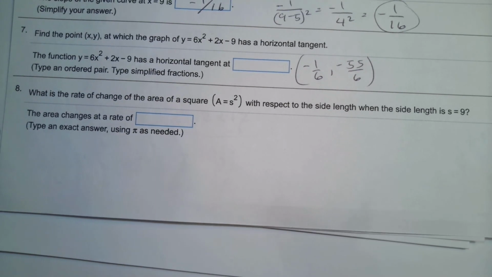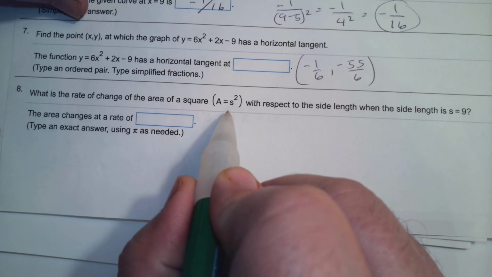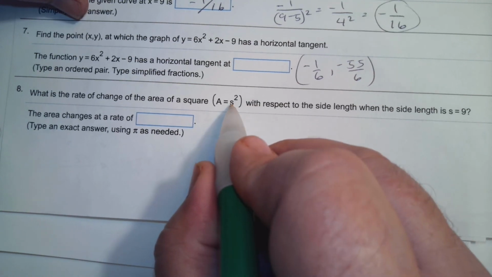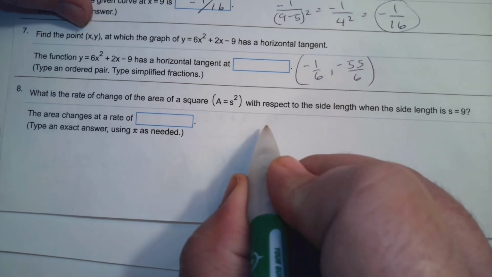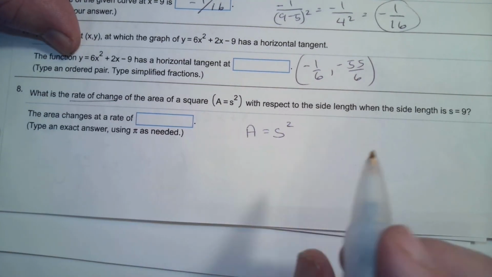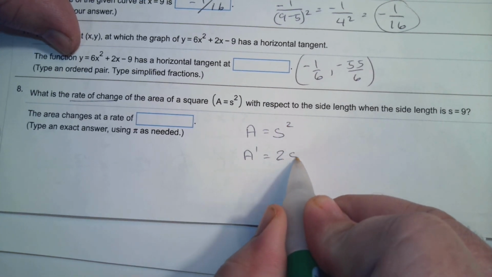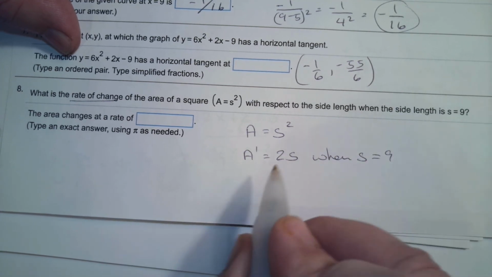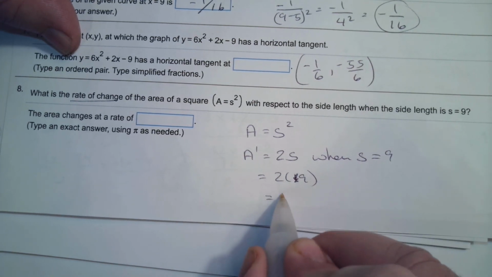And let's look at the last one. What is the rate of change of the area of the square? The area of a square is the base times height. Since it's a square, they're both the same size, so it's s squared. When s is 9. So that's the area. The rate of change is the first derivative. Bring the 2 down. When s equals 9, not 19, 9, it equals 18.